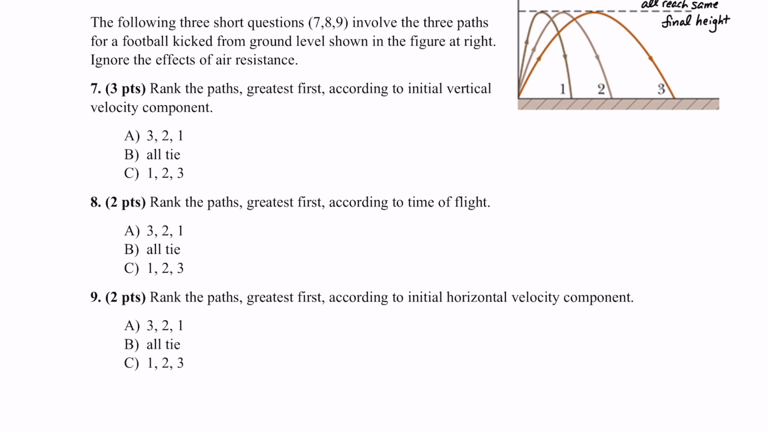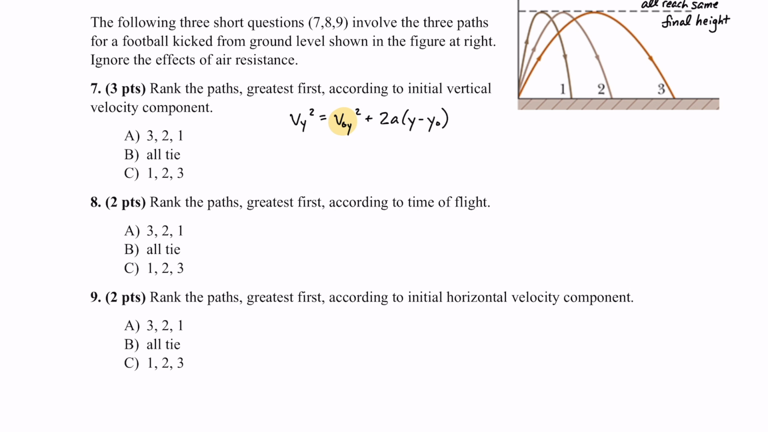With this information, let's go to the kinematic equations. Question 7 asks about the vertical velocity component, which we can look at using this equation. The strategy is to see which of these quantities are the same across all three trajectories, which are different, and what that information can tell us about our initial vertical velocity in the y direction, which we're trying to solve for.